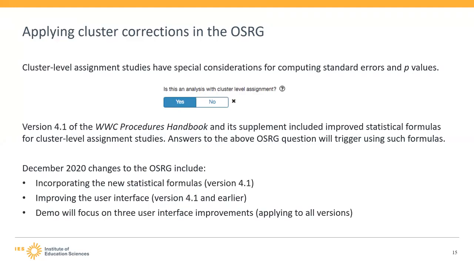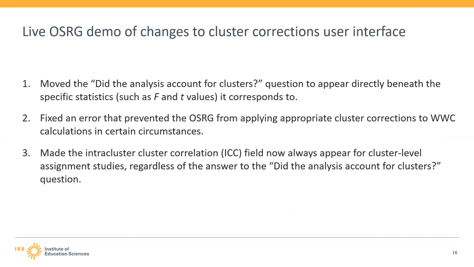And reviewers' answers to the question shown here, is this an analysis with cluster-level assignment, enable the OSRG to appropriately apply such formulas. In addition to incorporating these formulas, last month's updates to the OSRG included user-facing changes to relevant input fields that we will focus on in today's demonstration. We will demonstrate 3 user-facing changes listed here. First, the input field for did the analysis account for clusters question, as Josh showed, was moved to appear directly beneath the specific statistics such as F and T values it corresponds to.